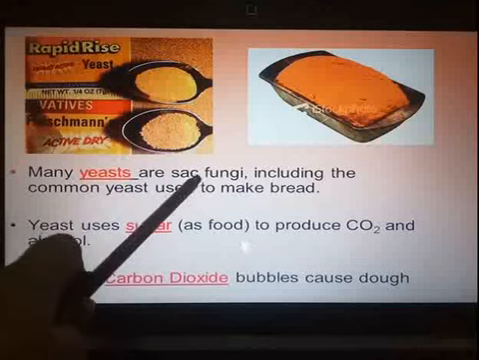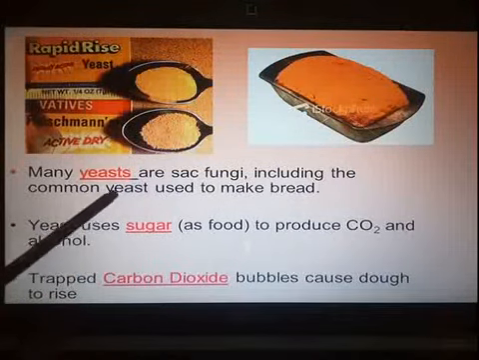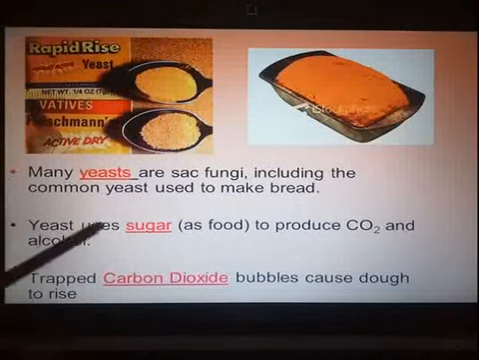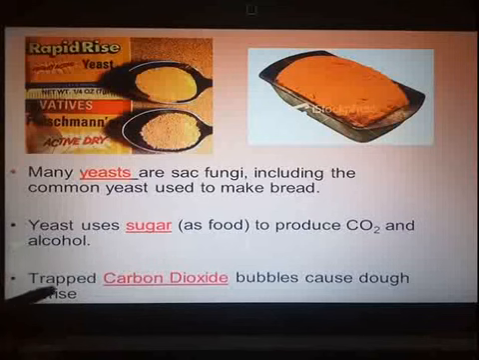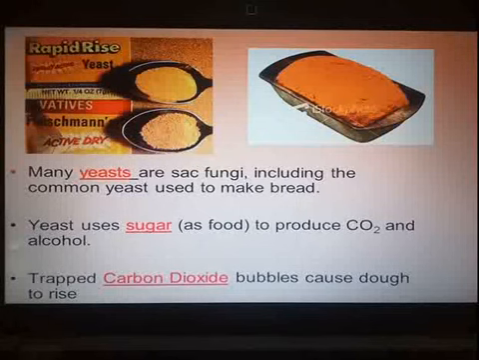Many yeasts are sac fungi, including the common yeast used to make bread. Yeast uses sugar as food to produce carbon dioxide and alcohol. Trapped carbon dioxide bubbles cause the dough to rise and the bread becomes very soft. So the main use of yeast is in the bread making process.